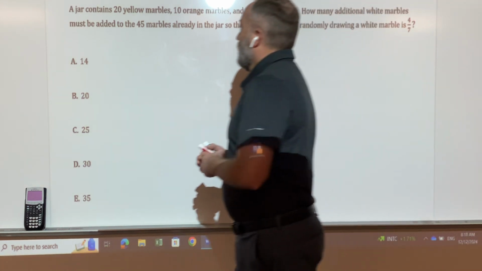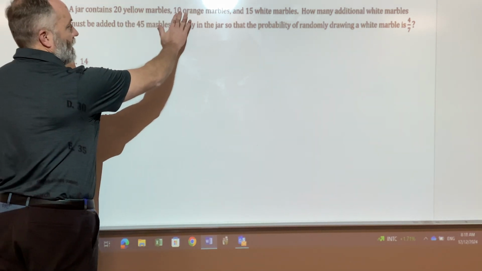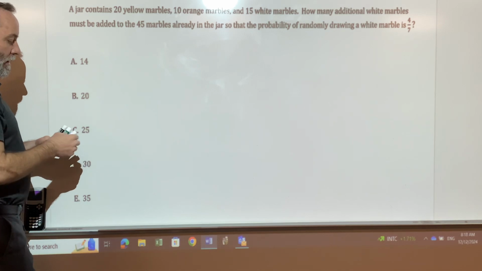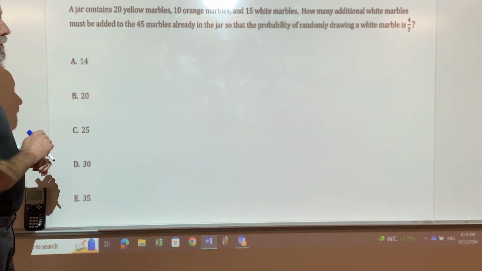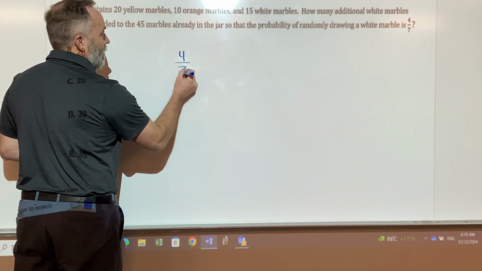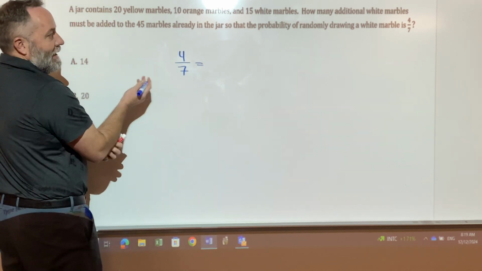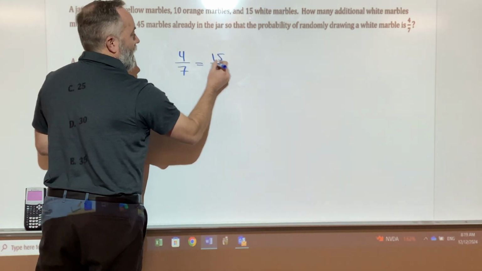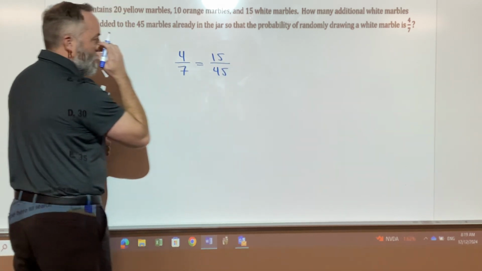Okay, so we're told there's 45 marbles in the jar. That's the 20 plus the 10 plus the 15. And we're interested in the probability of drawing a white marble, and we're told that that is 4/7. So we want the probability to be 4/7. And currently, it's got to equal, how many white marbles do we have? We have 15 out of the total, which is 45.